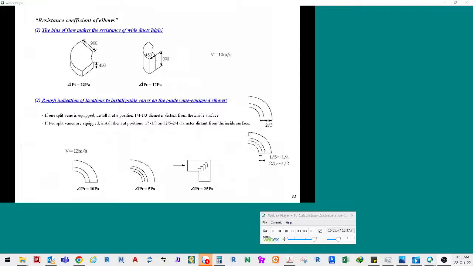Resistance of an elbow depends on its width, even if its duct size is the same. The wider the elbow is, the higher the resistance is. Note that resistance depends on the direction elbows are bent, as shown on this slide. The position of the guide vane to control biased flow should be as shown on this slide. Different resistance is caused depending on the shape of the duct. Therefore, keep the optimal duct plan in mind.